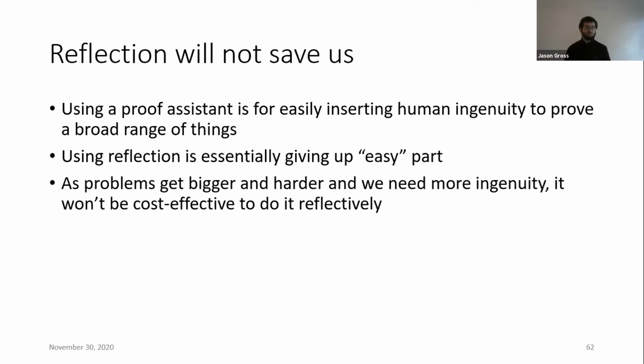And reflection, I believe, will not save us either. Using a proof assistant is for easily inserting human ingenuity to prove a broad range of things, and using reflection is essentially giving up on the easy part.